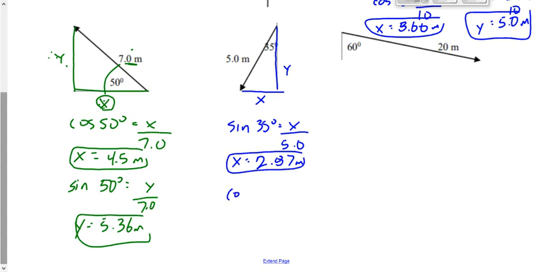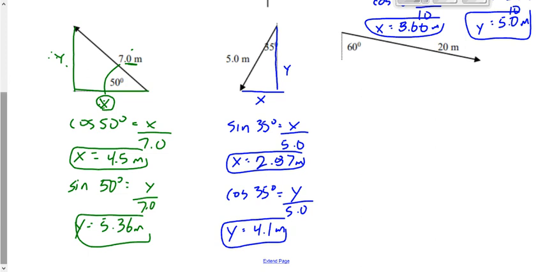We're going to say cosine 35 is equal to adjacent over hypotenuse, or y over 5.0. 5.0 cos 35 gives me 4.10. How much of that 5 meters is x? 2.87. How much of that 5 meters is y component? 4.1. Harder than if it's just horizontal or vertical, but we're getting it, right? Using sine and cos, we can determine how much of that 5 meters is x and y.